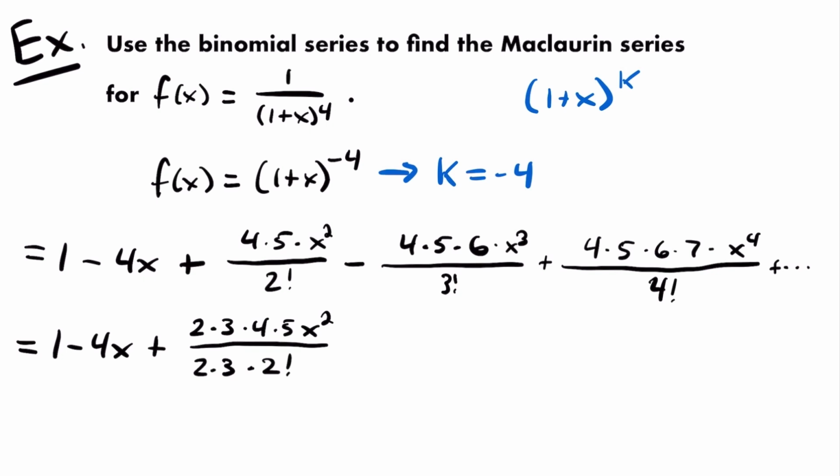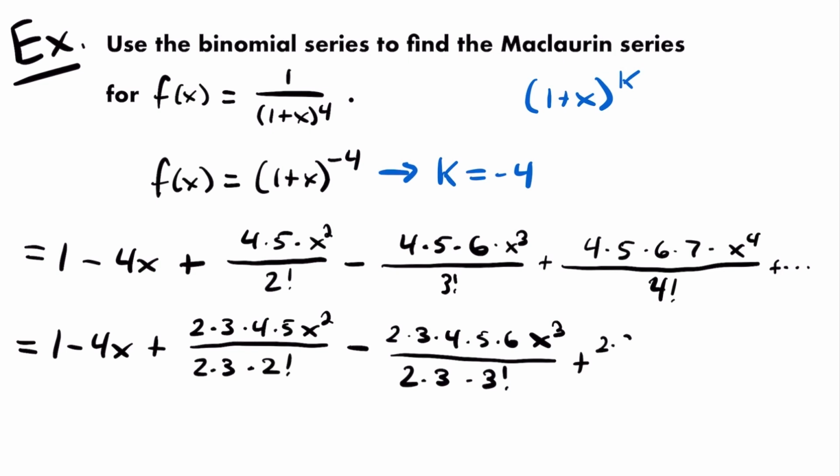For our next term, we'll have minus 2 times 3 times 4 times 5 times 6 times x cubed divided by 2 times 3 times 3 factorial. Then for our next term, we'll have 2 times 3 times 4 times 5 times 6 times 7 times x to the power of 4 divided by 2 times 3 times 4 factorial, and we could add more terms from there. And now what this allows us to do is cancel out this factorial in the denominator, right?